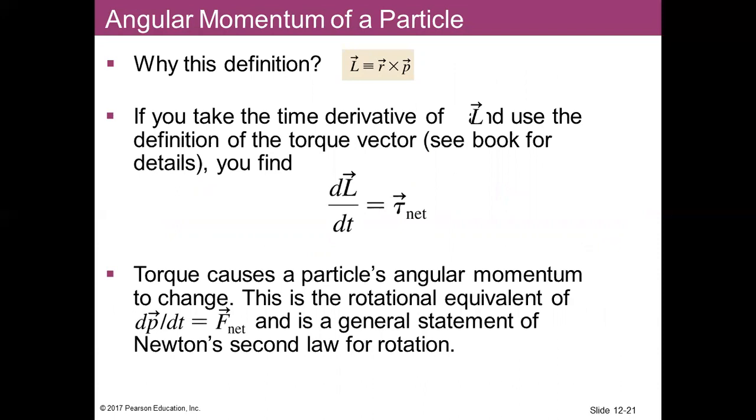If you take the time derivative of L and use the definition of the torque vector, then you find that the derivative of angular momentum with respect to time is the same as the net tau, or the sum of the torque. Torque causes a particle's angular momentum to change. This is the rotational equivalent of the rate of change of momentum, which is the same as the net force, and is the general statement of Newton's second law for rotation.